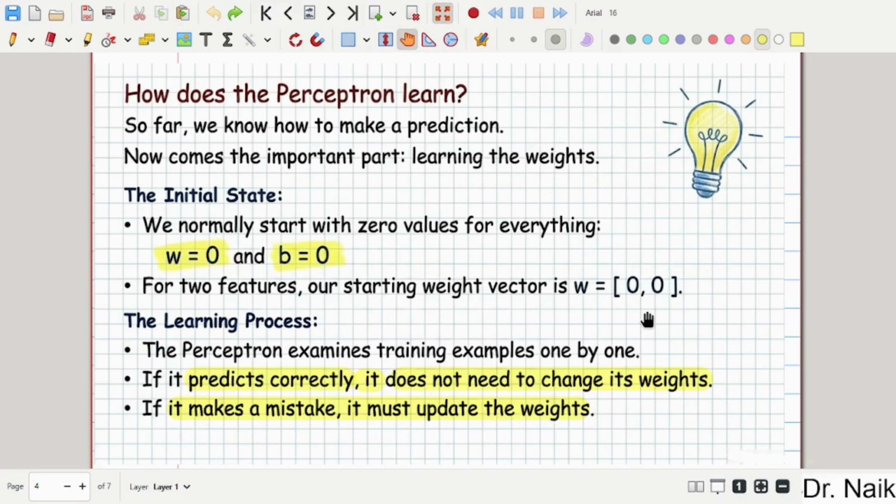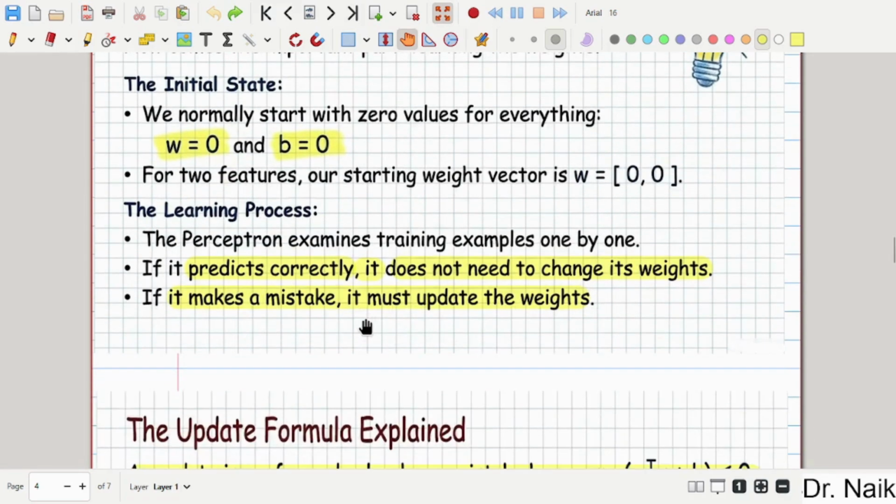The learning process is that the perceptron examines training examples one by one, and if it predicts correctly, it does not need to change its weights, but if it makes a mistake, then the perceptron must update the weights as well as the bias.